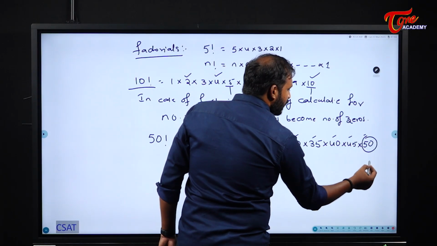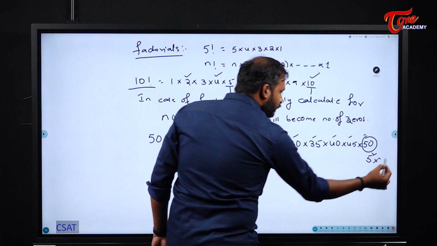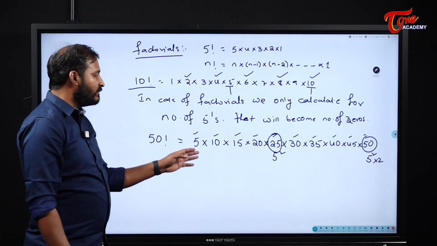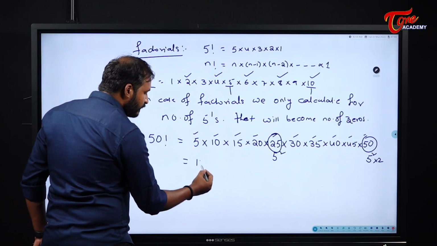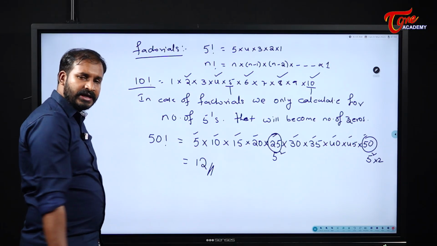At 50 also we will have one 0 in excess. 50 I can write as 5 square into 2. Whereas all the remaining numbers I will have only one 5. So, total what will be my answer? 12. Sir, this is 50 factorial. So, you have written and you have counted.